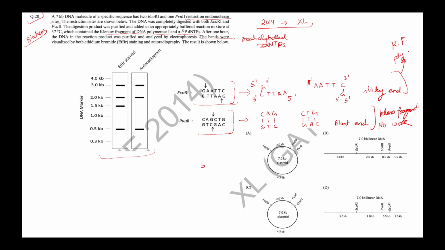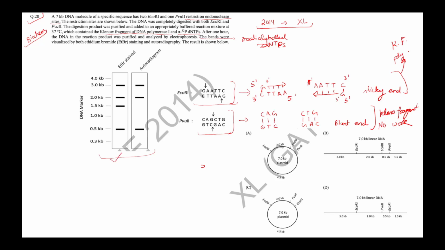So here it will perform its DNA polymerase activity in 5 prime to 3 prime direction. Here also 5 prime to 3 prime direction, and make the double stranded DNA. Make it blunt end. Okay, so that is what is going to happen. So now after this, they are running the fragments on the EtBr gel.